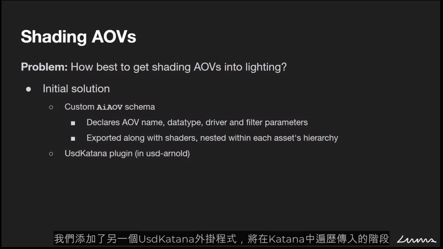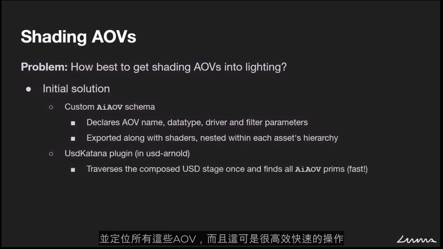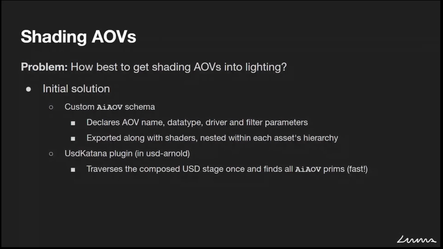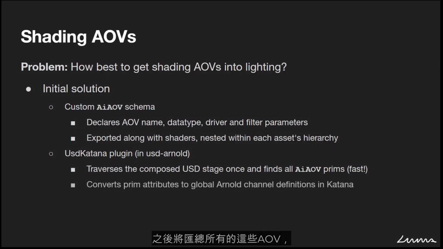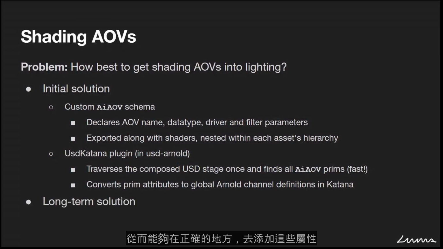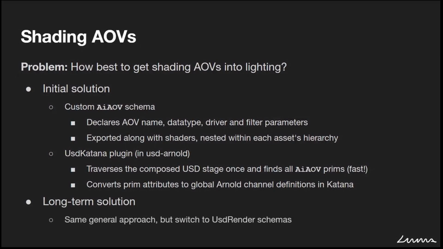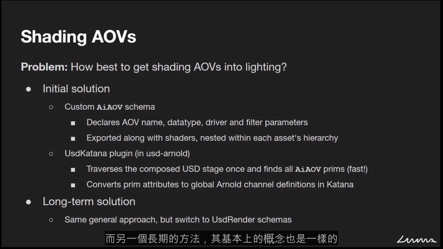Then we added another USD Katana plugin that would traverse the incoming stage in Katana one time and locate all of these AOV prims, which is actually a pretty efficient and fast operation. And then it would aggregate all of these AOV prims and convert them into channel definitions in Katana. And because we read in our shot USD stages at the root location, we're able to populate those attributes in the right place. The longer term approach right now is basically the idea is going to be the same. We'll probably switch to the core USD schemas at some point.